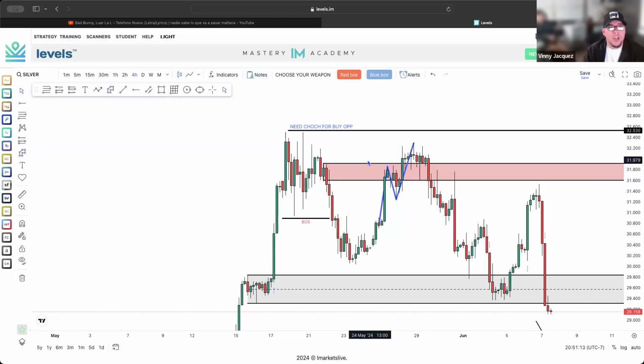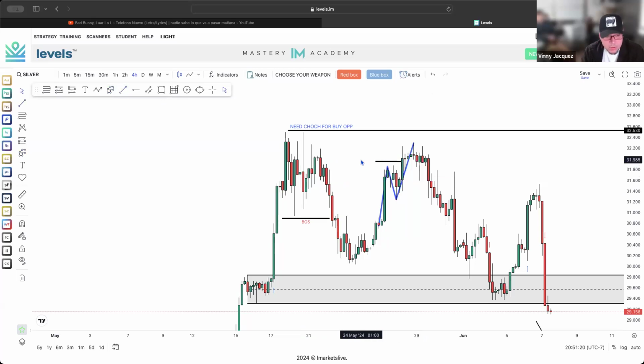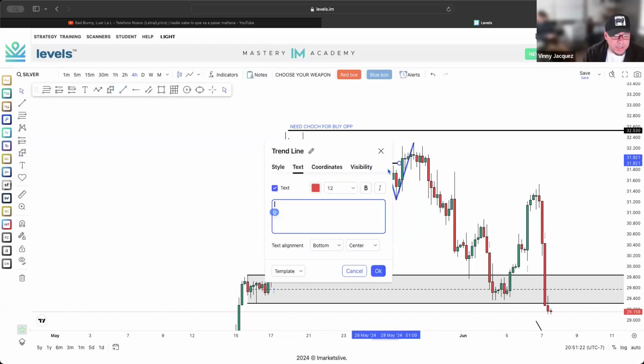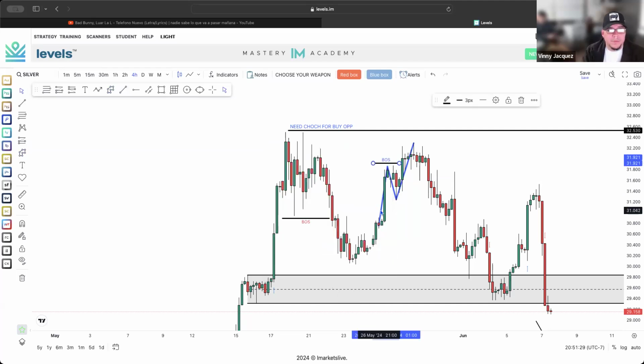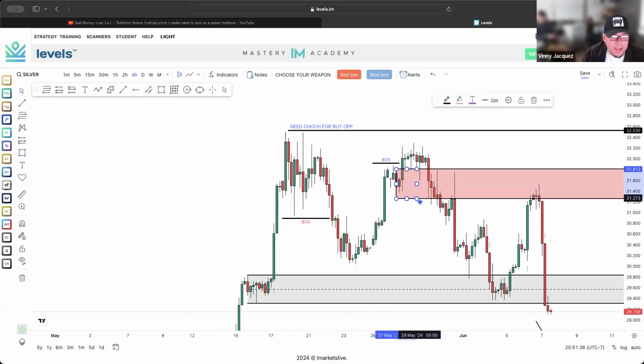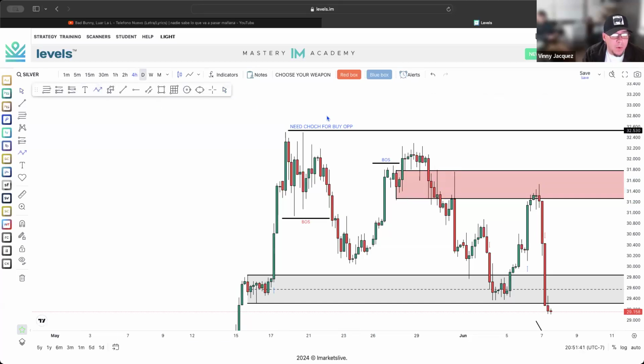So just based off that, you need to mark up the structure. We got a BOS to the upside. I'm going to delete this box. We need a BOS to the upside. Cool. Awesome. So with that BOS to the upside, I'm thinking, okay, let's go ahead and see if we can take some buys here to continue that breakout, because right now we're on the 4 hour, right? Continue the breakout right there.